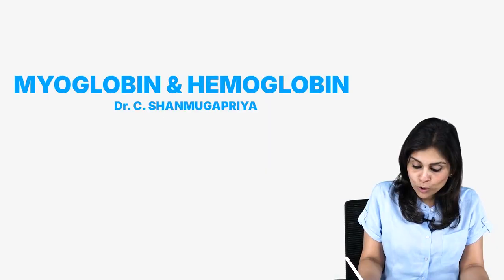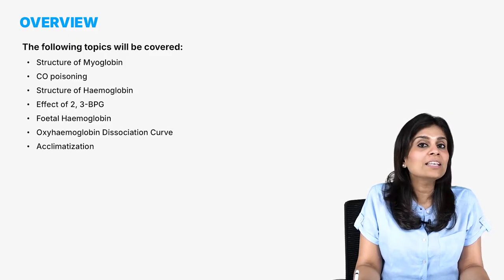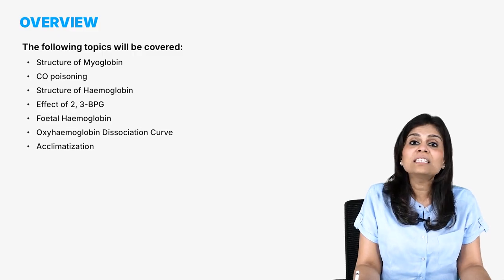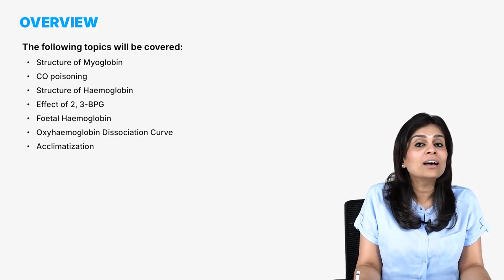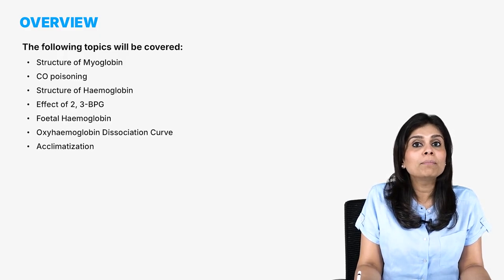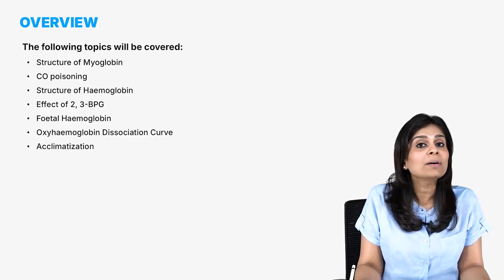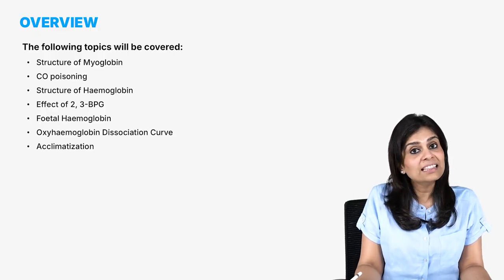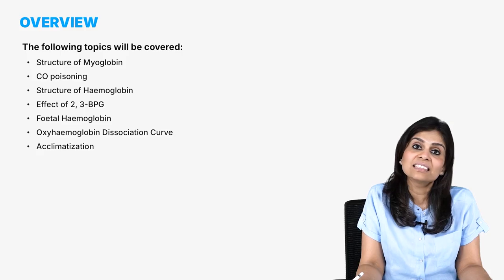Let me tell you, this session will be very interesting because I will not only be telling you about the structure of hemoglobin and myoglobin, I will also be telling you about the basis of carbon monoxide poisoning. How does the structure of hemoglobin and myoglobin protect us from carbon monoxide poisoning? We will learn about what happens at the tissue side, what happens at the lung side.